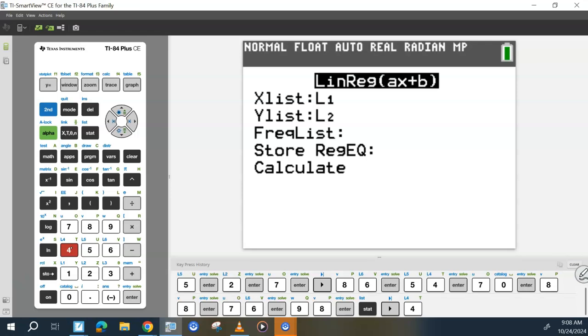This all is in step 2. In step 2 it says scroll down to StoreRegEQ, which stands for store regression equation. This will help us find information and do things with the equation later. So I'm going to hit alpha, green trace at the top, alpha trace.